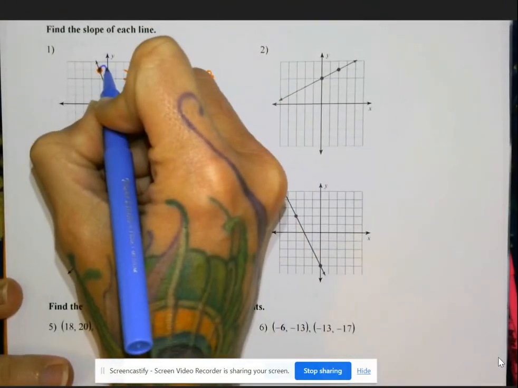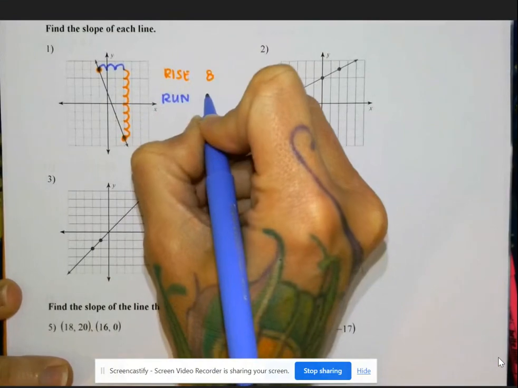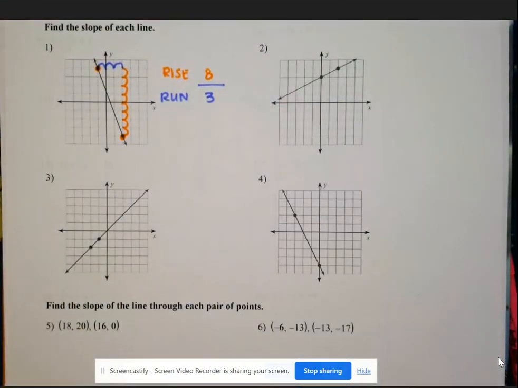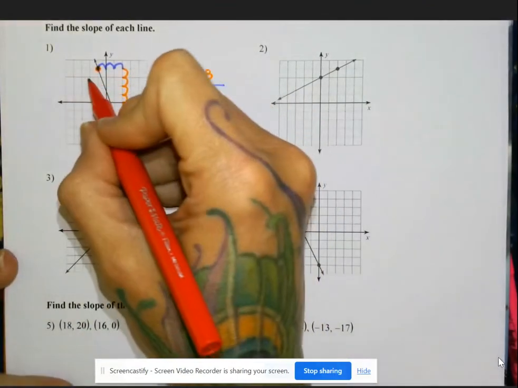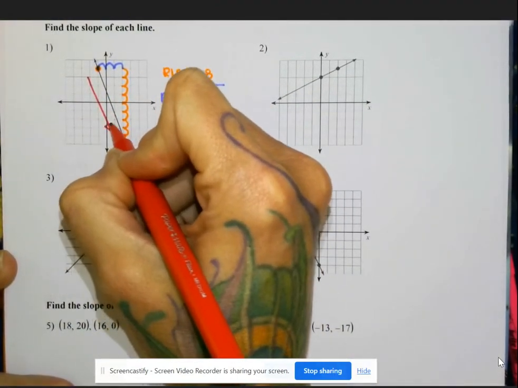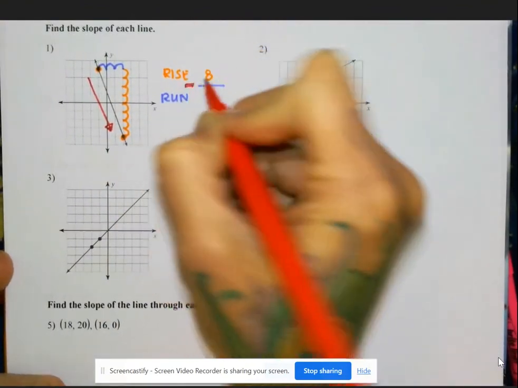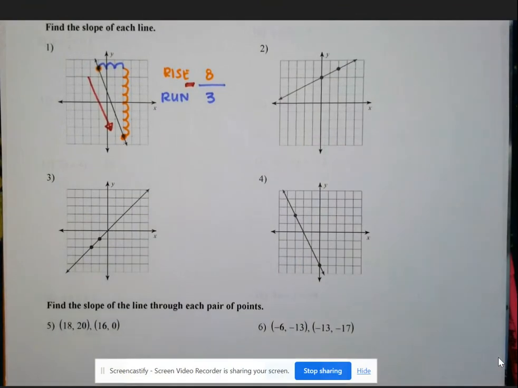We run left to right, so 1, 2, 3. And that closes our triangle on the right side. Now, this graph, if I'm looking from left to right, is decreasing. So we're like skiing downhill if we start at the top. So this is going to be a negative 8/3 slope. So a negative 8/3 slope.